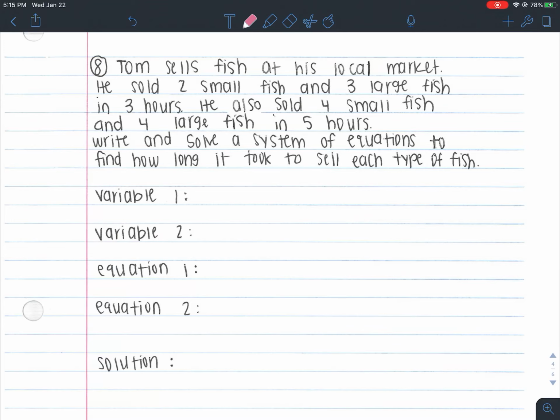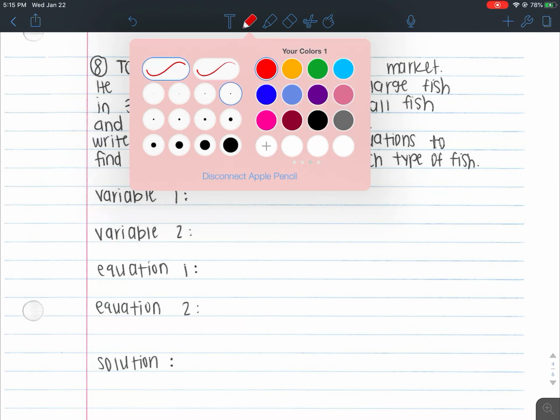All right, and then the very last problem we have is a word problem. So number 8 is Tom sells fish at his local market. He sold 2 small fish and 3 large fish in 3 hours. He also sold 4 small fish and 4 large fish in 5 hours. Write and solve a system of equations to find how long it took to sell each type of fish.